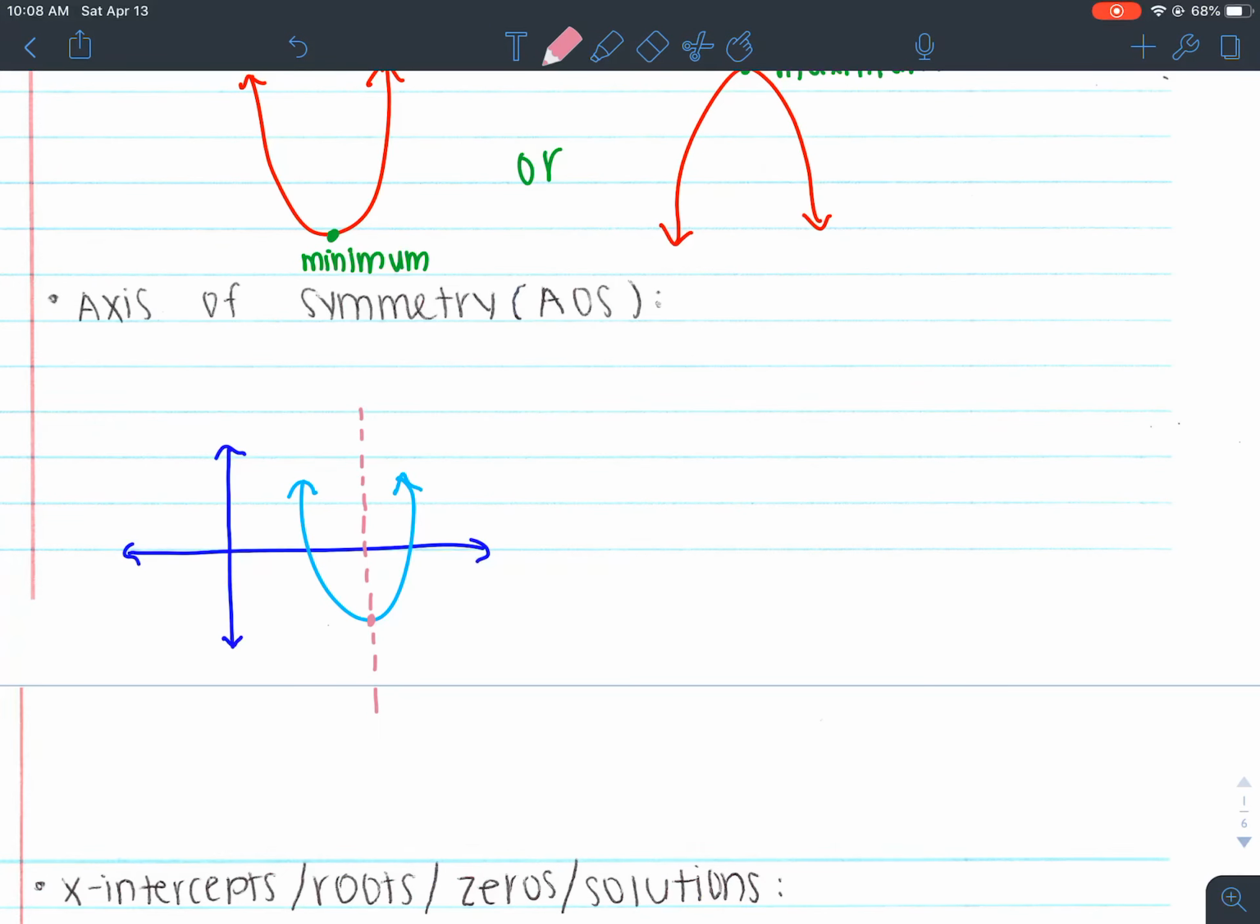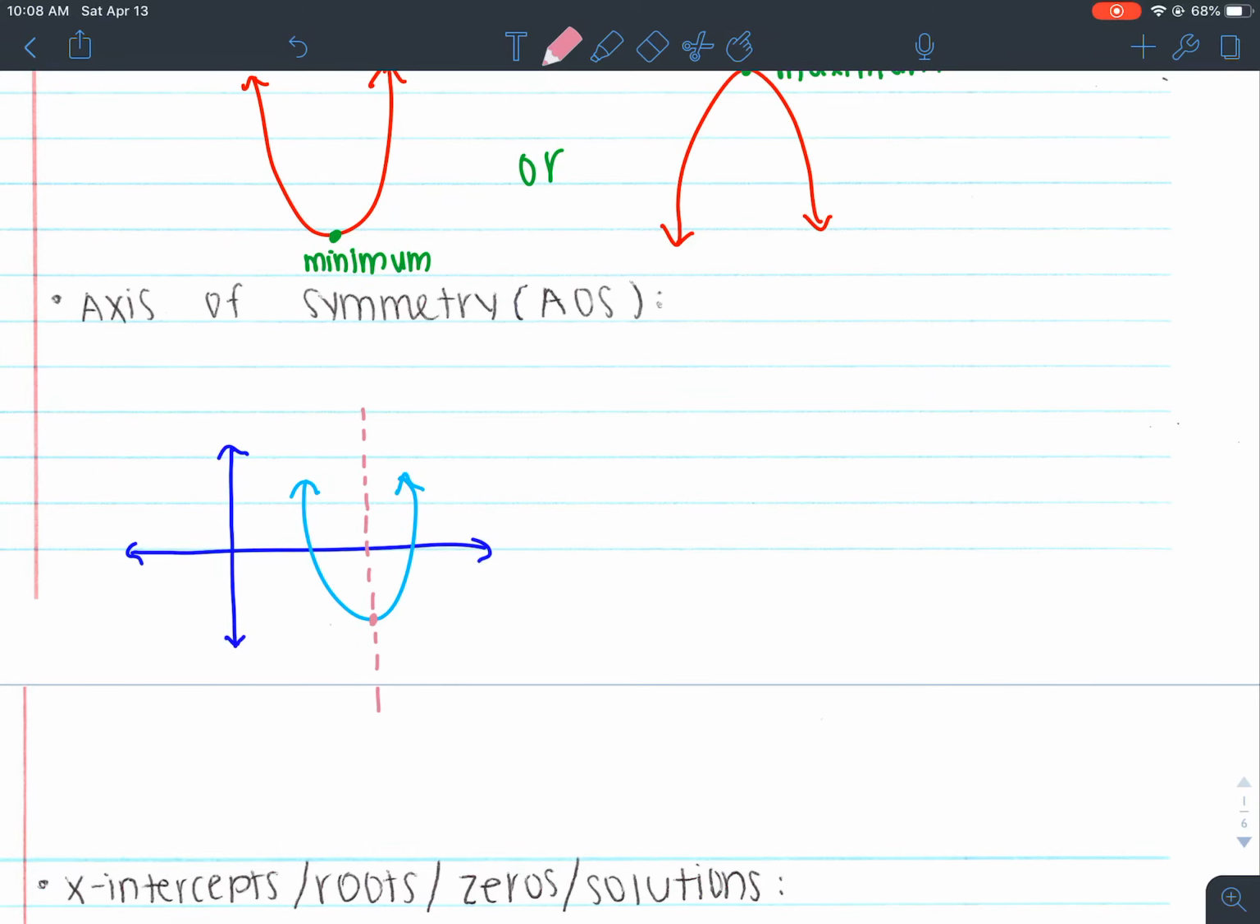So the axis of symmetry is the vertical line that goes through the vertex. That's important.